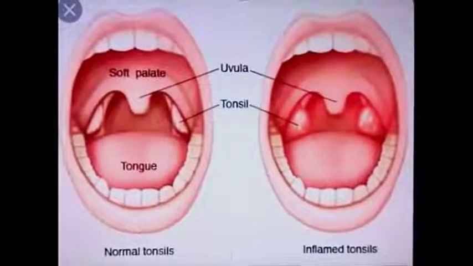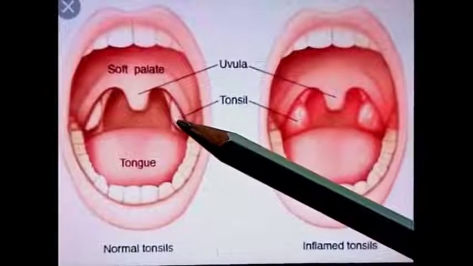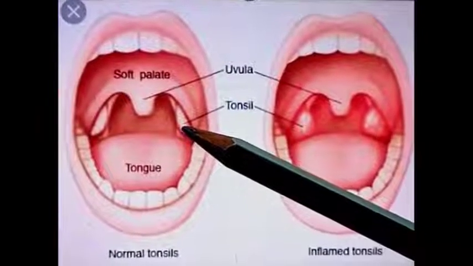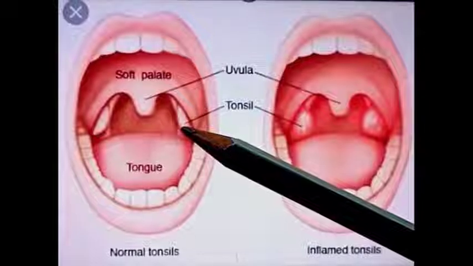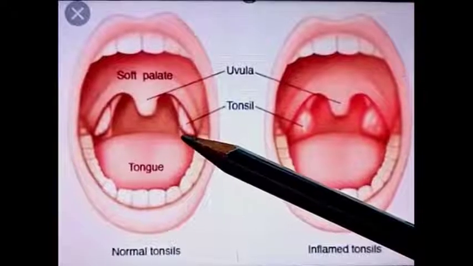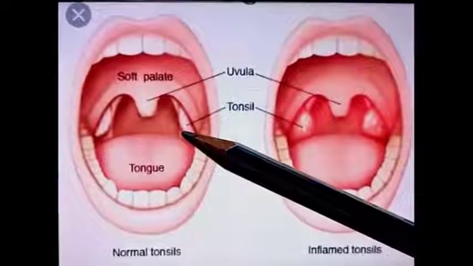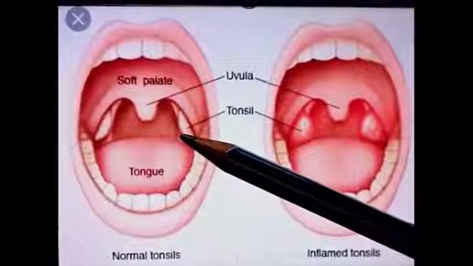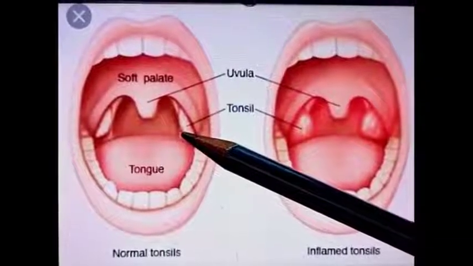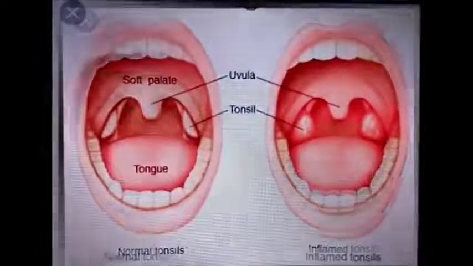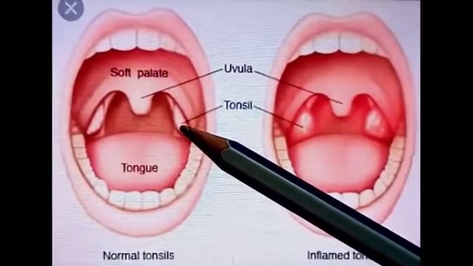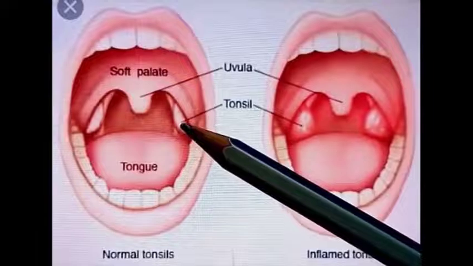In children, under normal conditions, the size of the tonsils is larger and it retrogresses automatically after puberty, meaning these tonsils regain their normal size after the attainment of puberty. Tonsils are a frequent site of infection, especially in children.